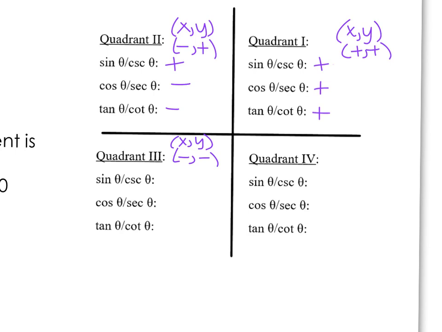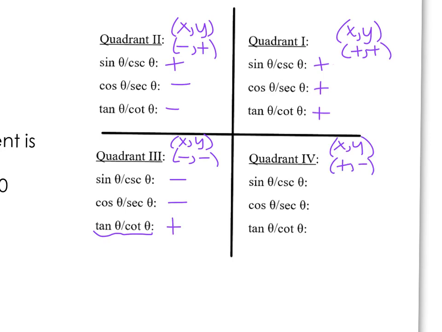Let's take a look at quadrant 3. Unique thing about quadrant 3, both x and y are negative. Again, meaning anything that has x or y in it would also be negative. Sine and cosecant would be negative. Cosine and secant also negative. But check out tangent and cotangent. They're y divided by x. And if you have a negative divided by a negative, your answer for that trig term would actually change to positive.